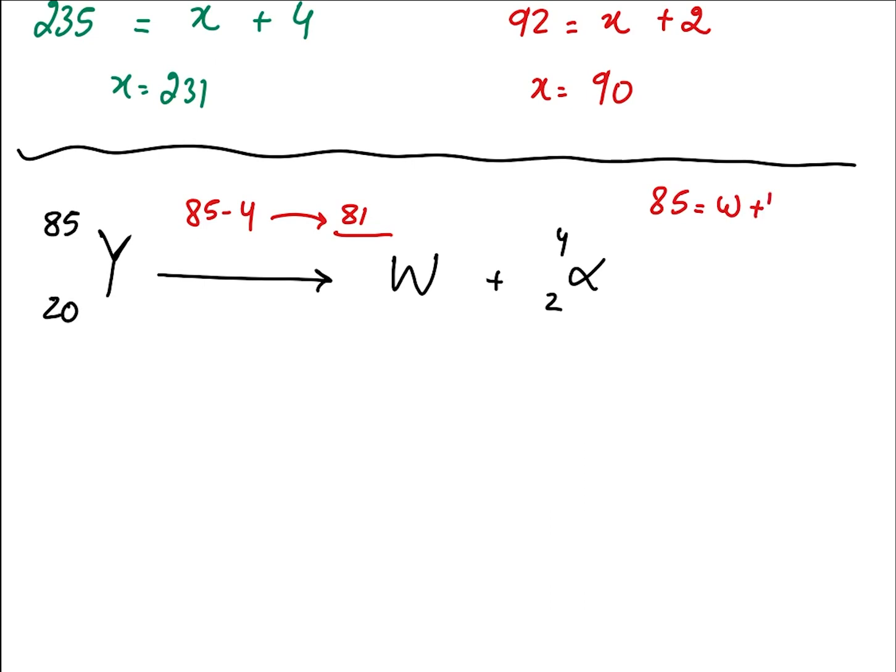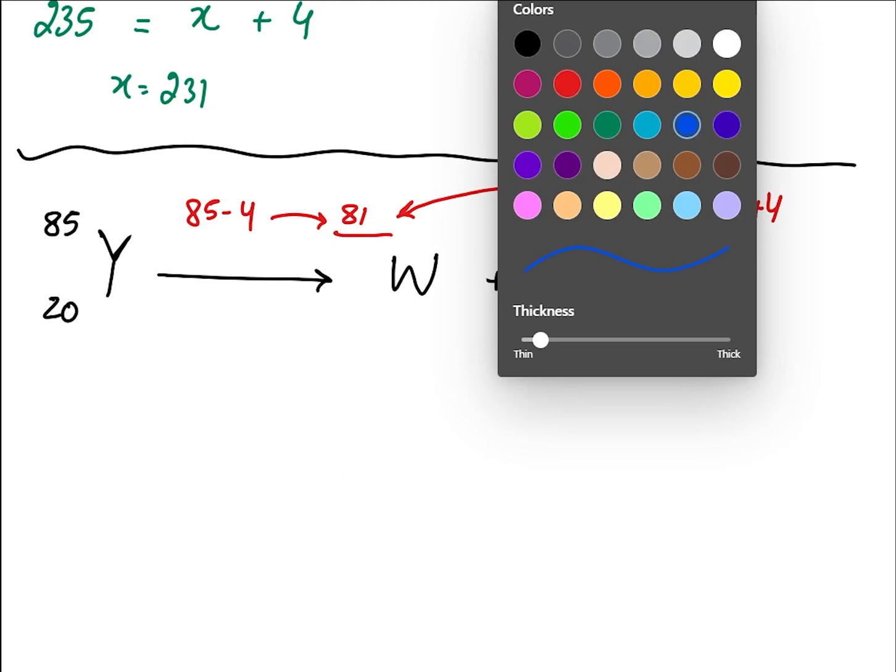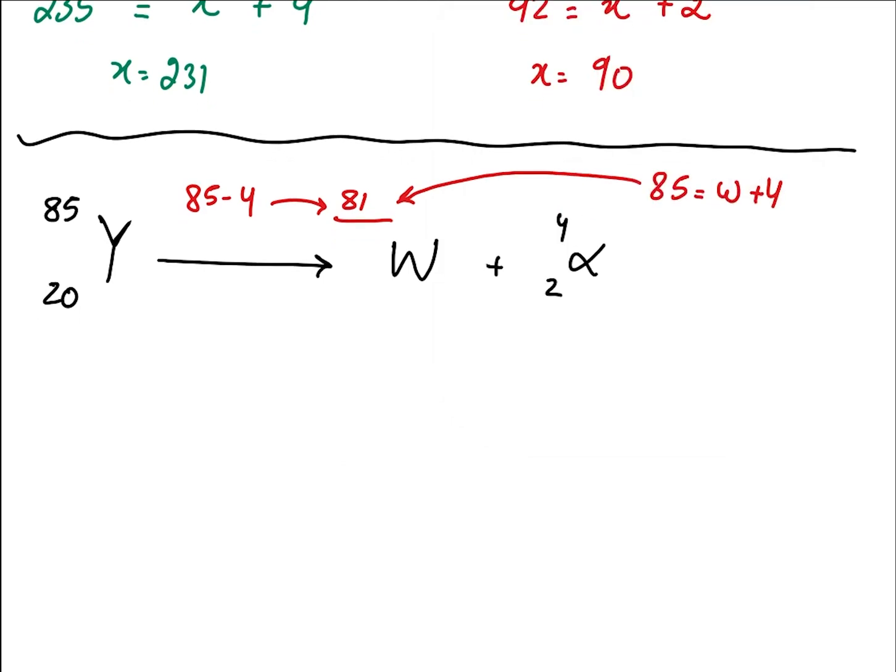So W plus 4. This will get you 81. This is the equation process that we did in the previous understanding. On the other hand, we have to mention the proton number for the W, the new particle as well. So according to me, this should be 18 as 20 loses 2 because alpha has taken away this 2 and we are only left with 18.